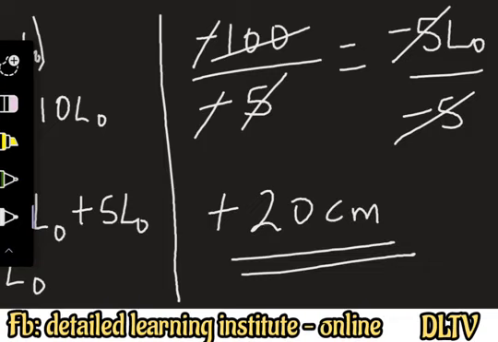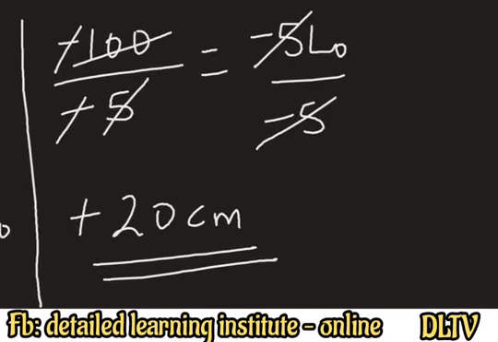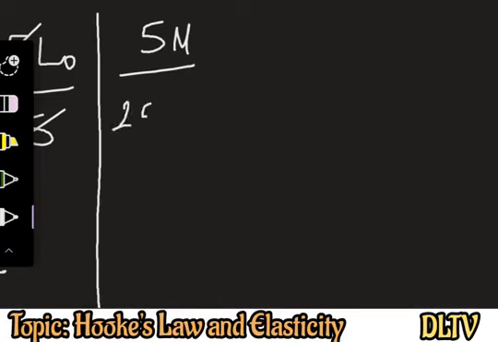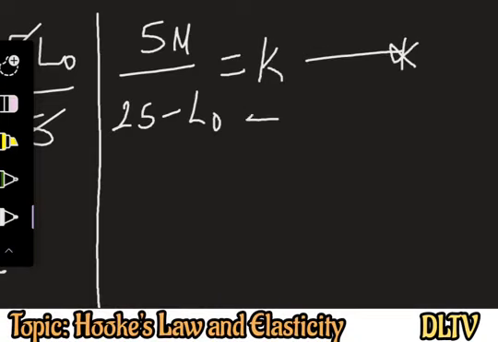Now, since we know the value of the original length, we can get the value of the constant. Remember that our first expression for the constant was 5 newtons over 25 minus LO. That was our first expression for the constant. So we are going to substitute the value of LO into this expression. That will be 5 over 25 minus 20 equals K.